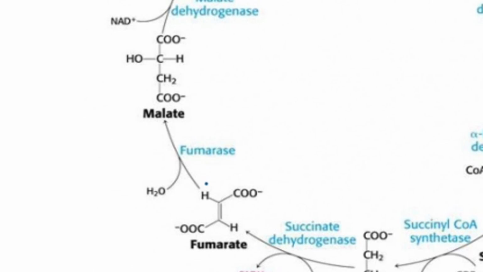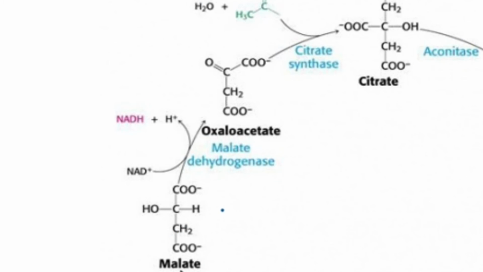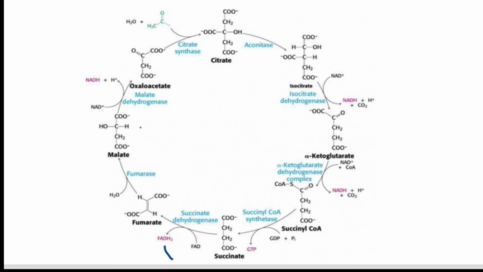Now the enzyme fumarase is going to add water to produce malate. And malate is going to be oxidized by the enzyme malate dehydrogenase, so the NAD+ is going to be reduced again to produce oxaloacetate, and the cycle is going to continue again.